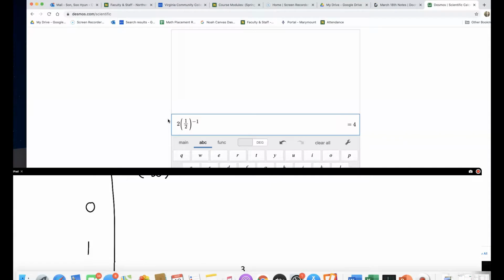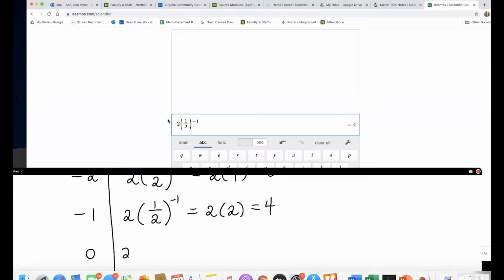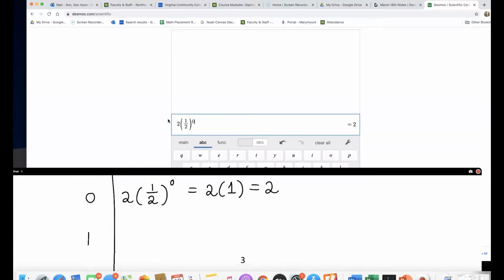What if I plug in 0? That will be 2 times half raised to the 0th power. And remember, anything raised to the 0 power is just 1. So 2 times 1 will give me 2. And if I want to check it, yes, we got it. And the next one is going to be a little bit tricky.